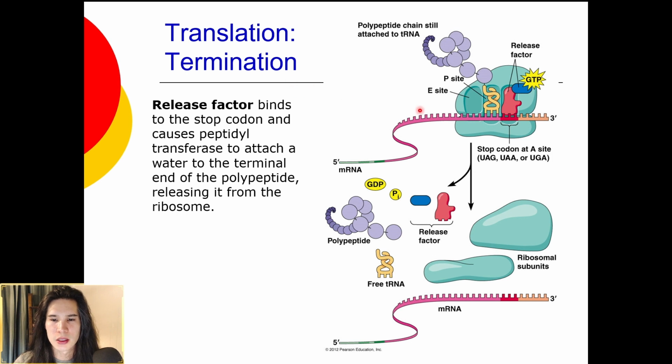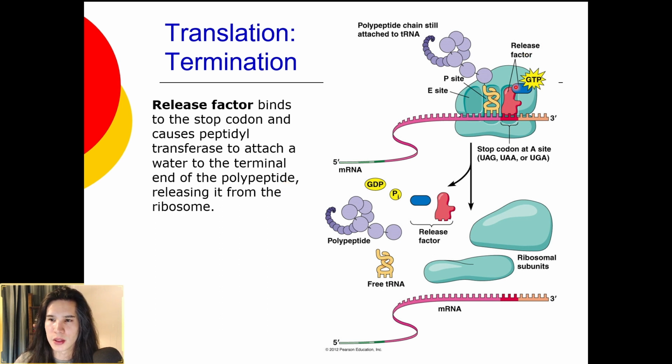Okay, so eventually, after all that elongation, what we get is termination. So termination is where we cease to translate the mRNA into protein. So eventually what happens is this ribosome is going to reach what we would call a release factor. So the release factor binds to the stop codon and causes peptidyltransferase to attach a water molecule to the terminal end of the polypeptide. And that's going to cause it to release from the ribosome.